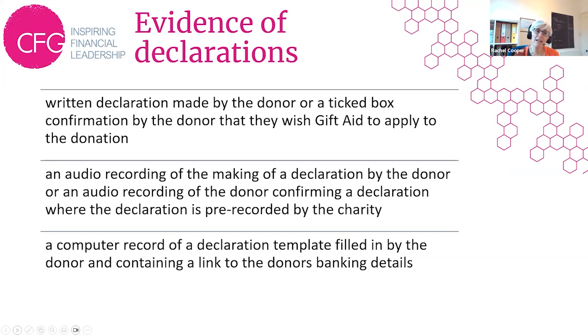HMRC talk about all kinds of different kinds of evidence of declarations that they are happy about. And I've got a link at the end of all of these. I think there are 9 of them or something, examples that they have. I think it's about being pragmatic. They know that what's going on here is a relationship between the charity and the donor, and that the donor wants to give to the charity and the charity wants to get the best out of it without it being a really difficult thing to happen.